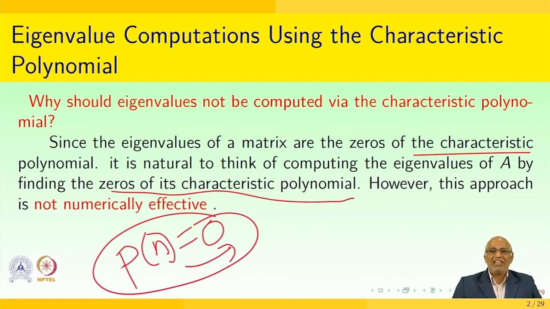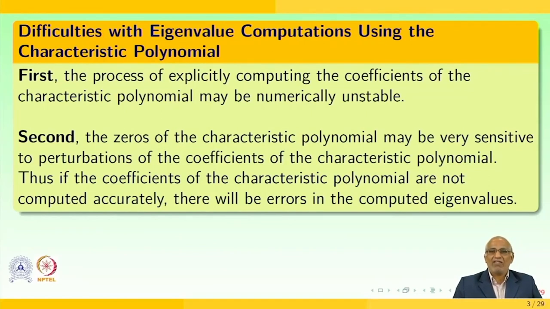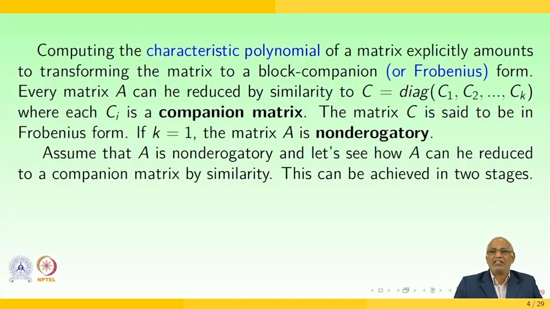However, this approach is not numerically effective. Why is it not numerically effective? We would see difficulties with eigenvalue computations using the characteristic polynomial. The first thing is, the process of explicitly computing the coefficients of the characteristic polynomial may be numerically unstable. Second, the zeros of the characteristic polynomial may be very sensitive to perturbation of the coefficients of the characteristic polynomial. Thus, if the coefficients are not computed accurately, there will be errors in the computed eigenvalues. Because of these two reasons, we were motivated to examine the computation of the characteristic polynomial.